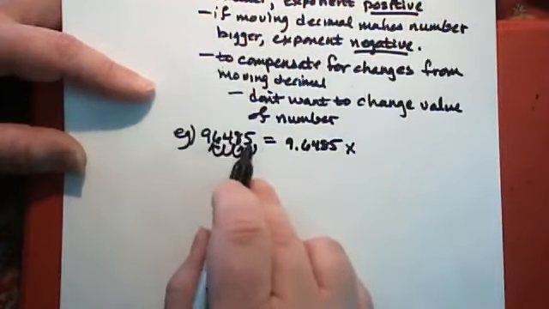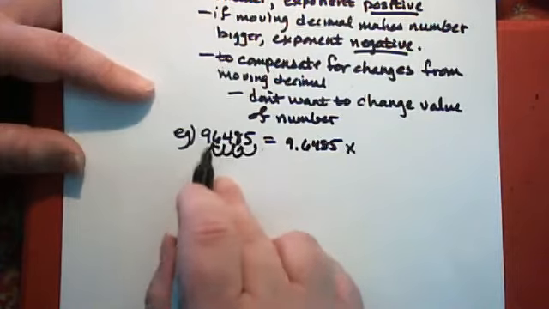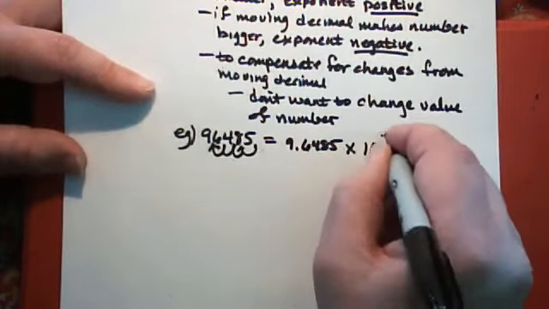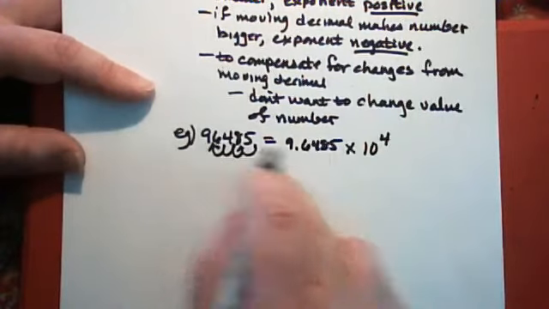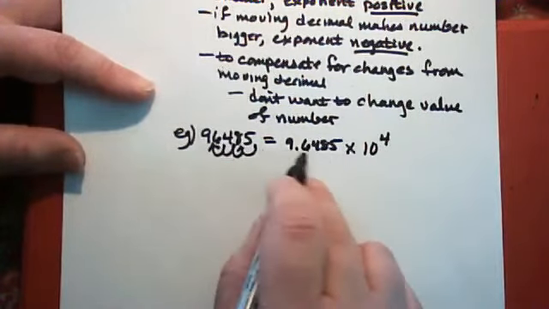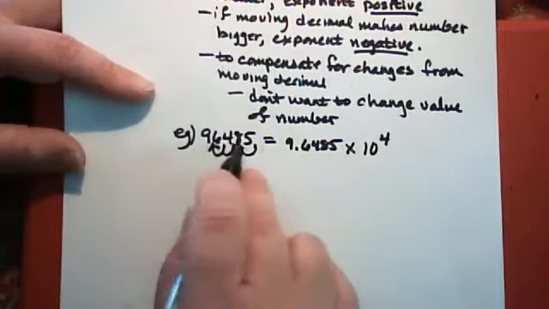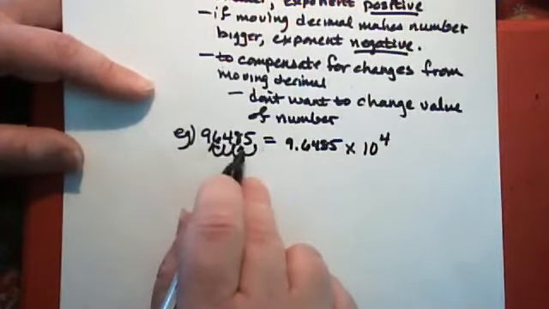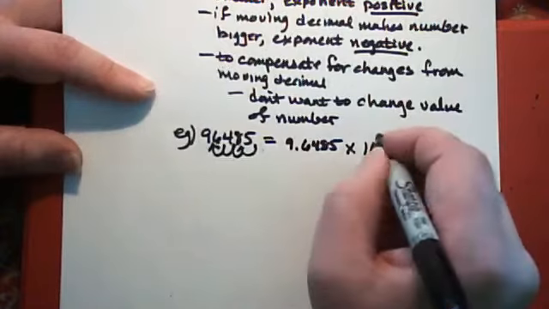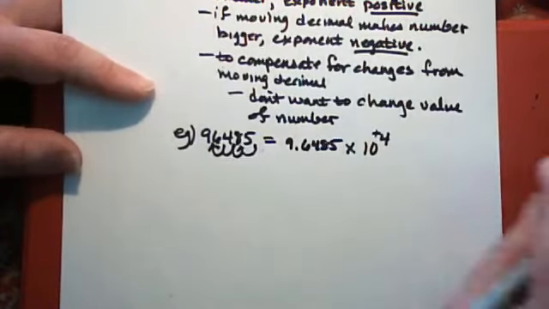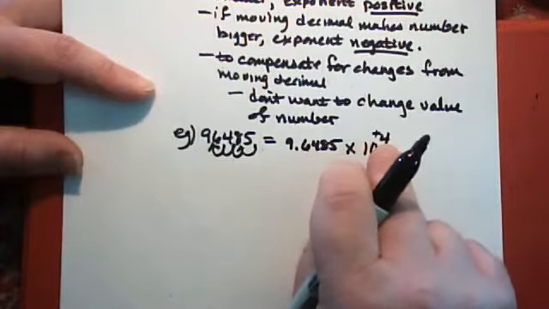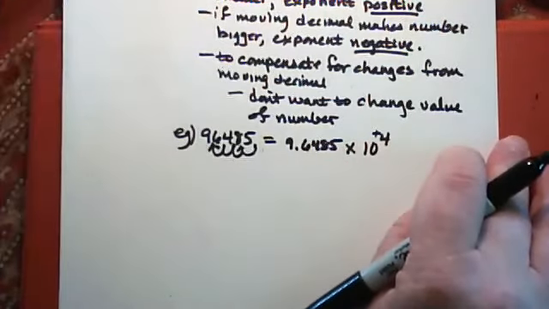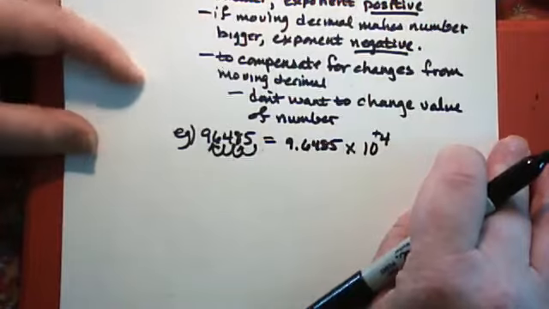The second part is going to be the number of spaces the decimal moved, which is 1, 2, 3, 4. And moving the decimal point made the first part of the number smaller. 9.6485 is smaller than 96,485. So the exponent is positive. Normally, you don't have to write the plus in front of the exponent, but I just wrote it in to emphasize that fact.